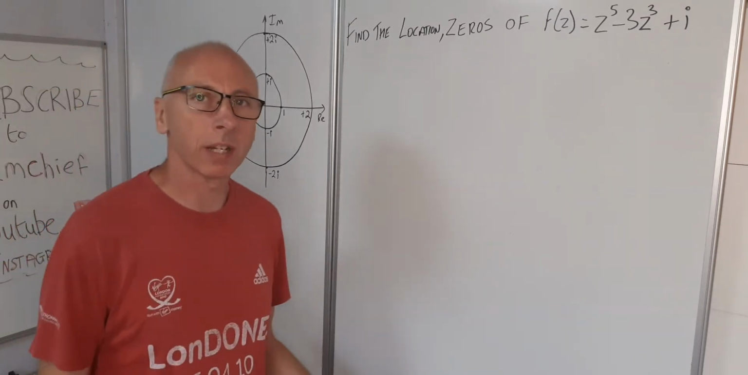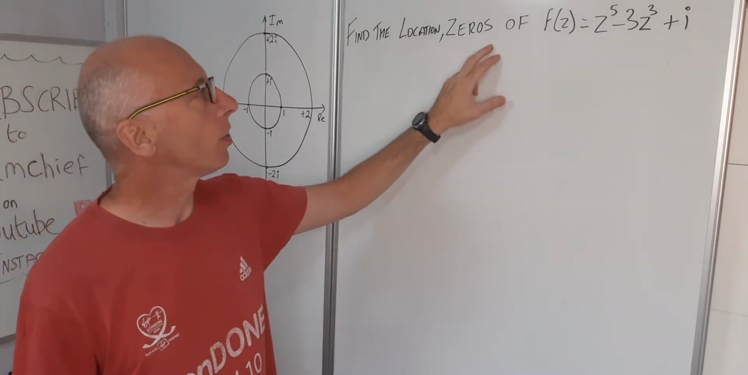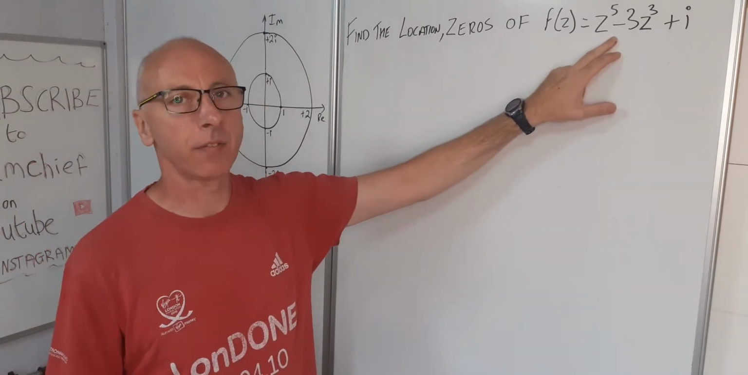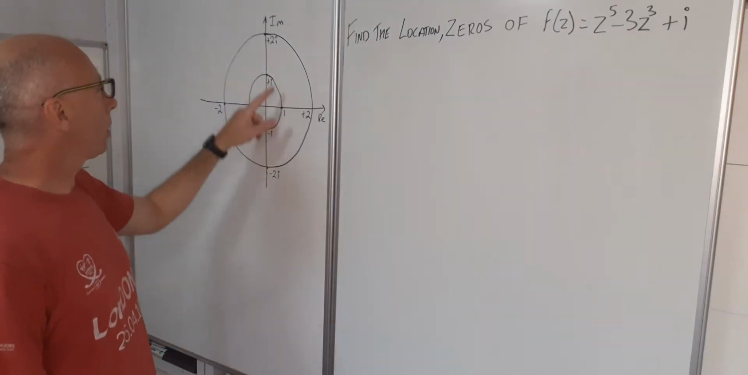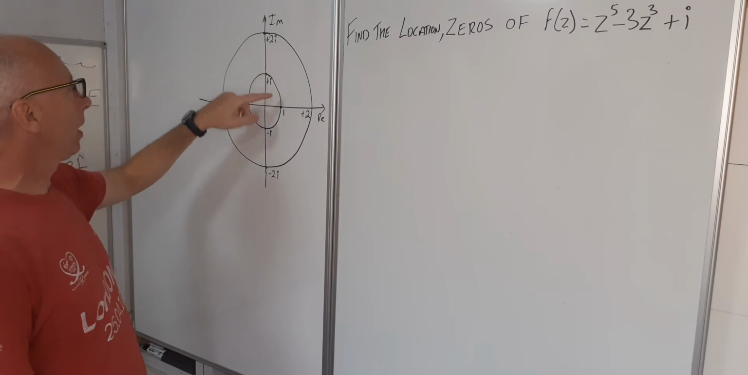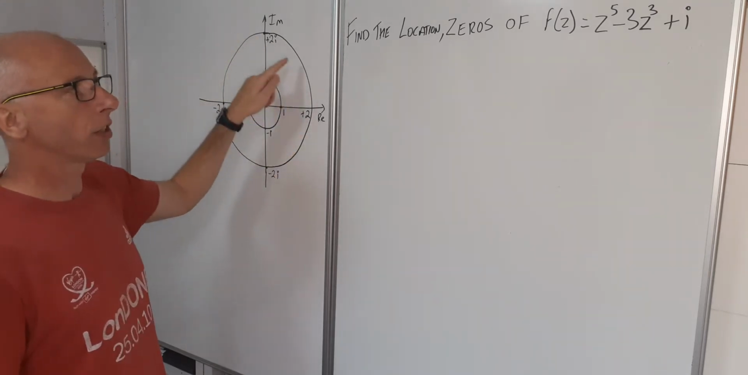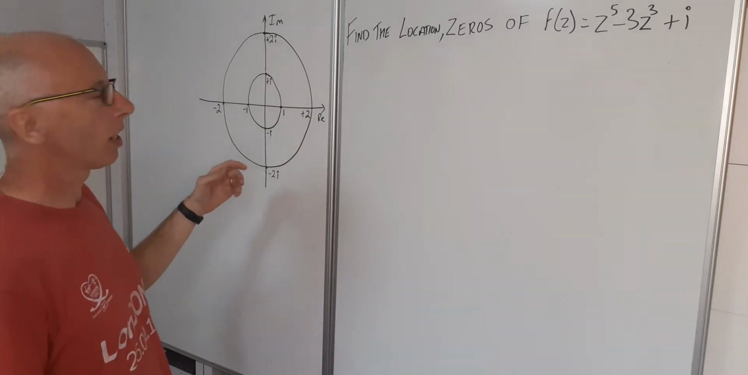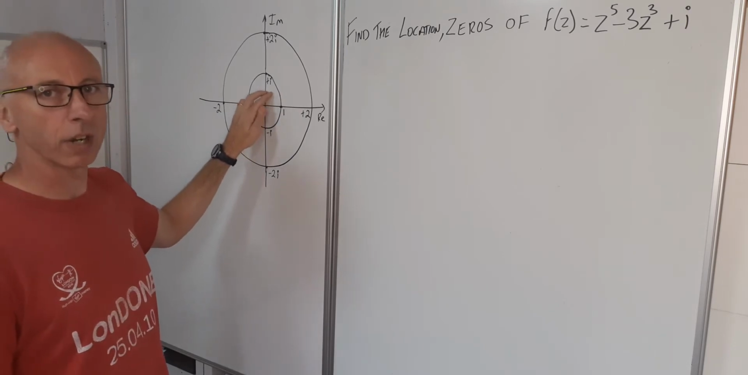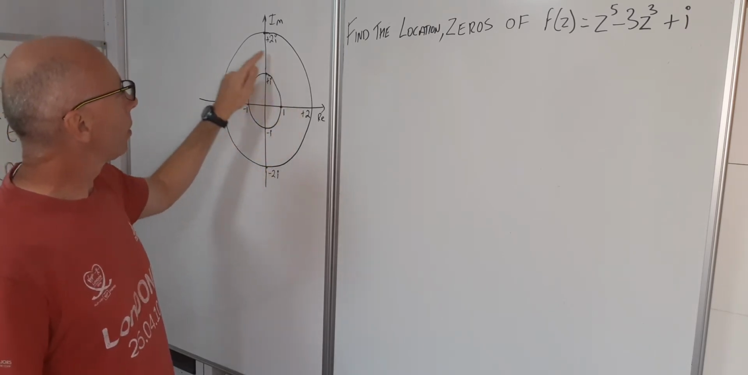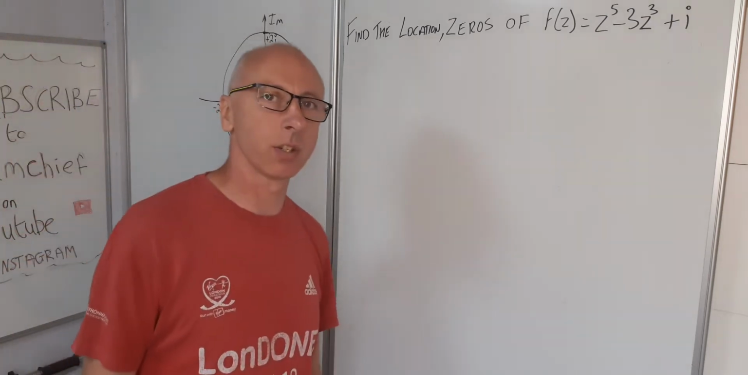Okay, so we're going to do some complex analysis, and the question here is to find the location of the zeros of this function here, z to the 5 minus 3z cubed plus i. Now we've got this complex graph here. We've got a circle of radius 1 and a circle of radius 2. Now we're looking to see if these zeros are located inside the circle of radius 1, inside the circle of radius 2, or outside the circle of radius 2.